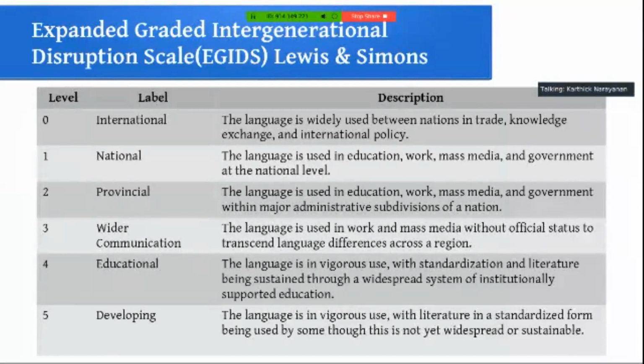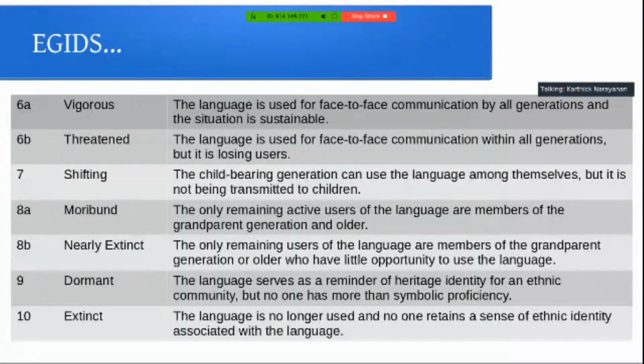So literacy again is a very important thing. If you look into the vigorous category, you can see that attaining literacy is the most important thing. If you have literacy, you're a developing language, and if you don't, you're a vigorous language. Again, this is something that you see from Fishman being carried forward, and this is also very common for vigorous use in EGIDS.